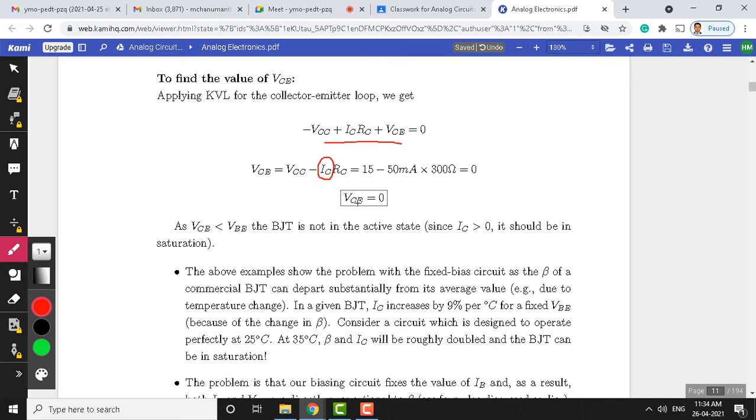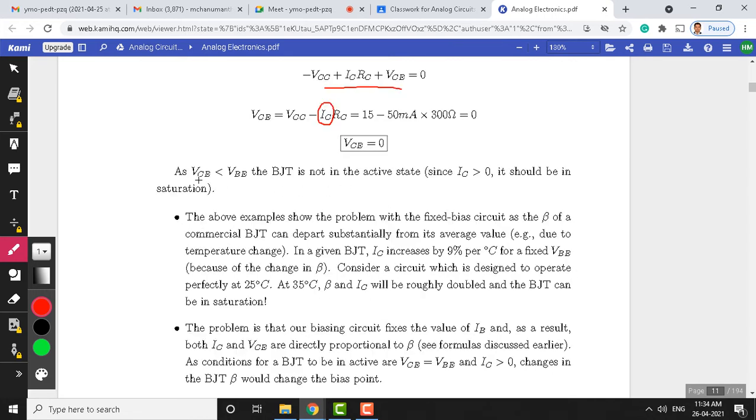You can observe now what is happening in the circuit just by changing beta from 100 to 200. You can see that the VCE value has been reduced. VCE has become 0 now, and it is now less than the base emitter voltage. So, from this condition, what is going to happen? Just think about it.